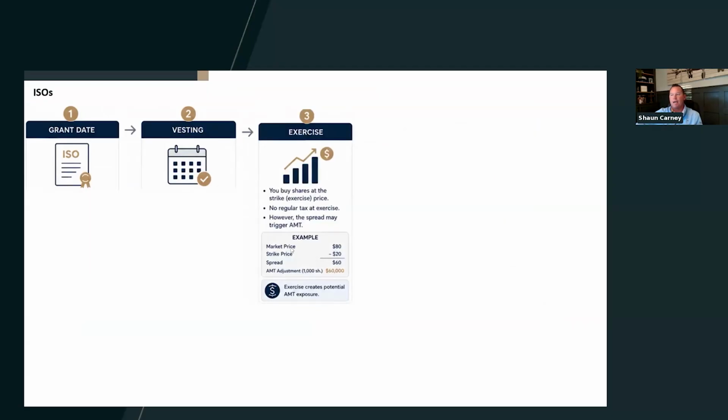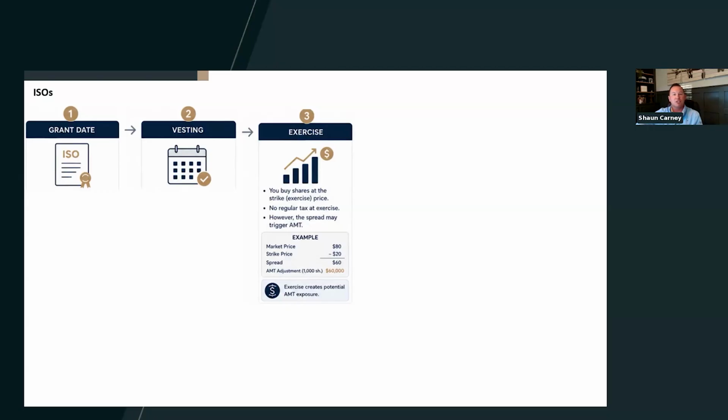In this example, I had the strike price of $20. The shares grew to $80. I have that $60 spread. I will have $60,000 of ordinary income. And this one's a maybe. Okay. So I may have to pay on that.